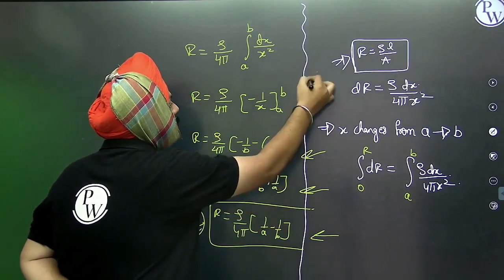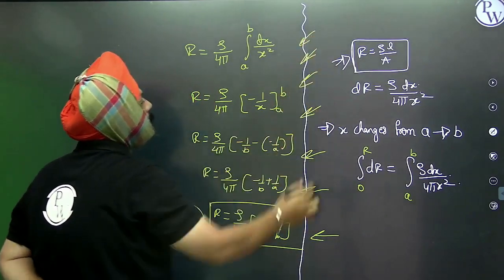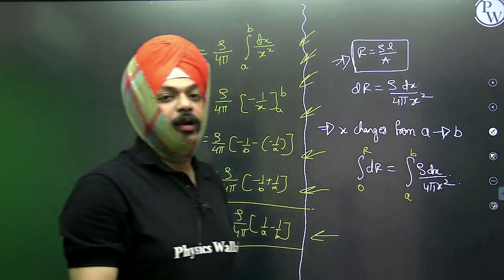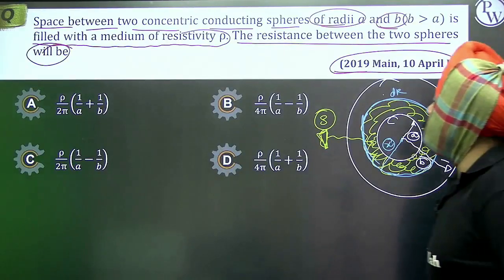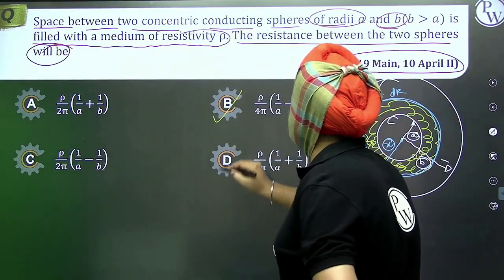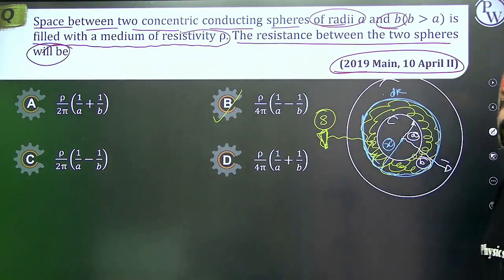I'm moving aside, guys. If you want to have a snap of it, you can just have it, on the countdown of 5, 4, 3, 2, 1, that's it. Rho by 4 pi, 1 by a minus 1 by b, this is the perfect answer for this specific question.